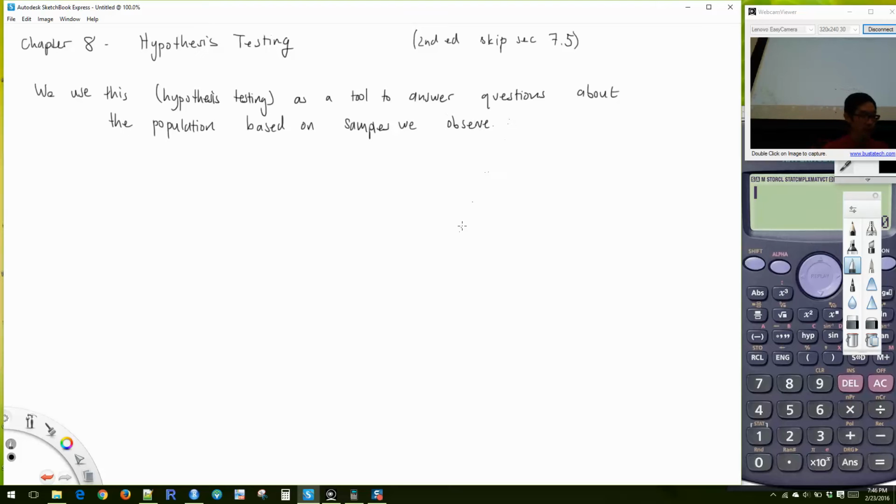The way it works is, I'm going to list the outline of how hypothesis testing goes, and then we're going to go into depth into each of these steps. There are four parts to hypothesis testing.